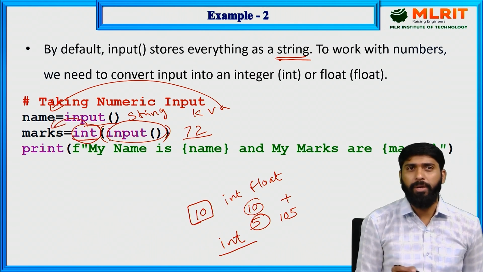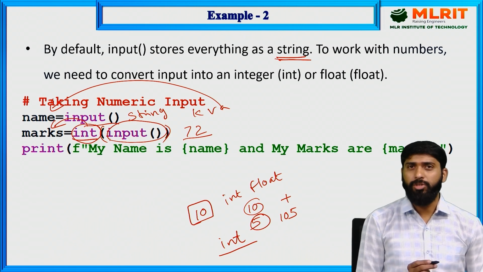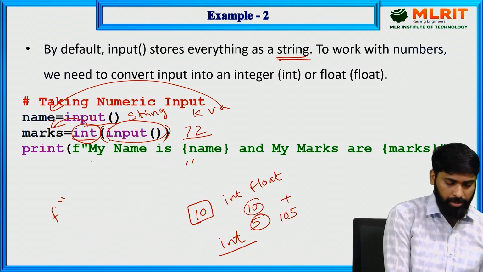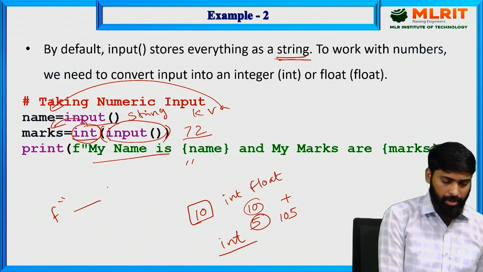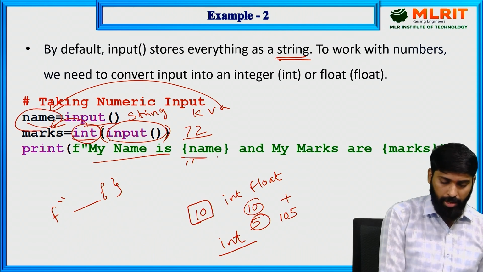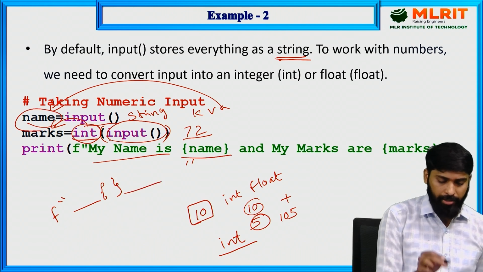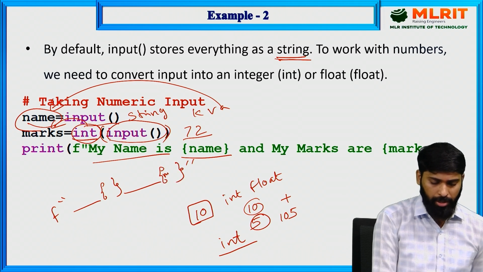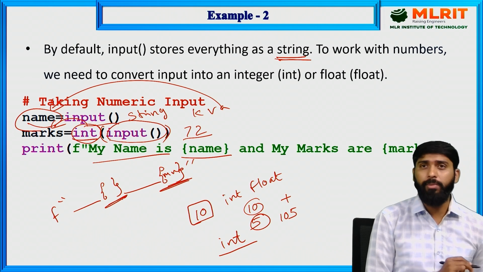Now I am going to print my name is K Varada Rajkumar and my marks are 72. How? Use formatting. F double quotation. So my name is, you write here, and in brackets you write your name, and write the message, and my marks are, and in flower brackets you mention the marks. If you are using the flower brackets, it means here you mention the variable names.